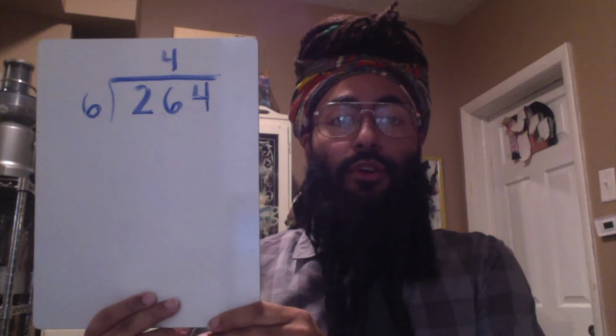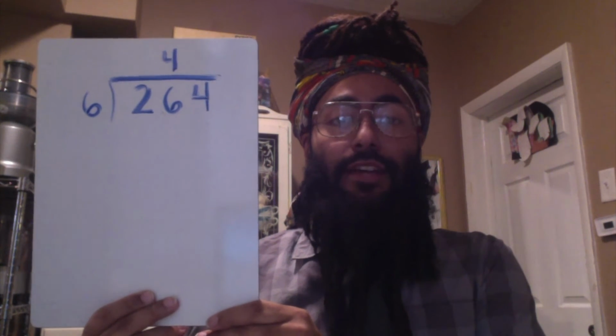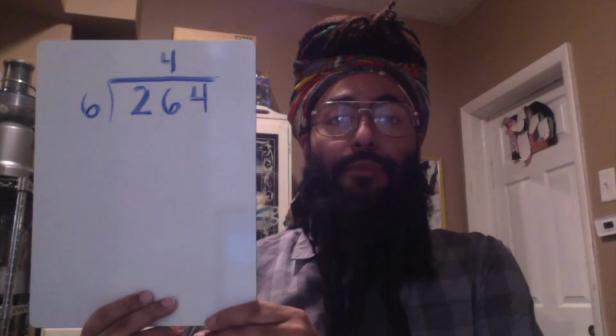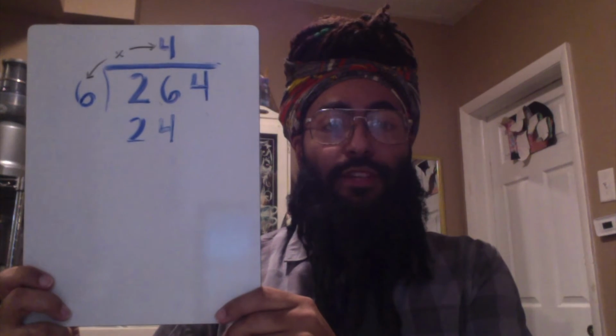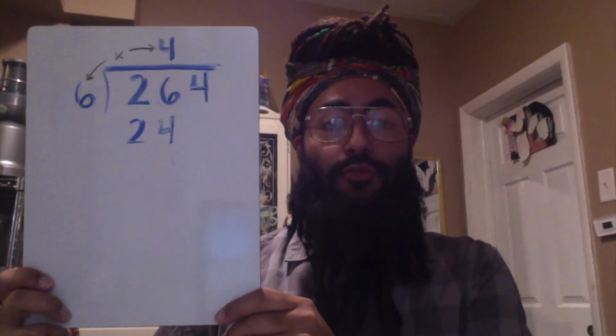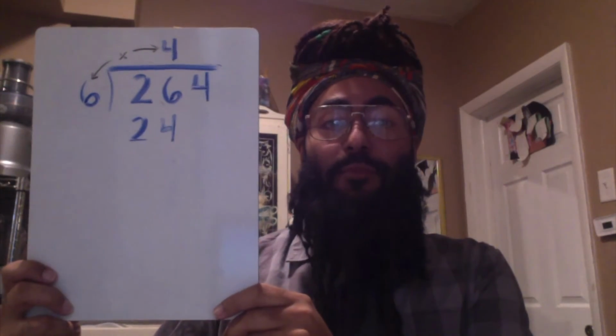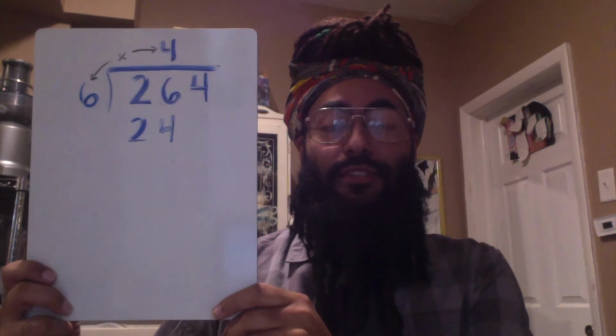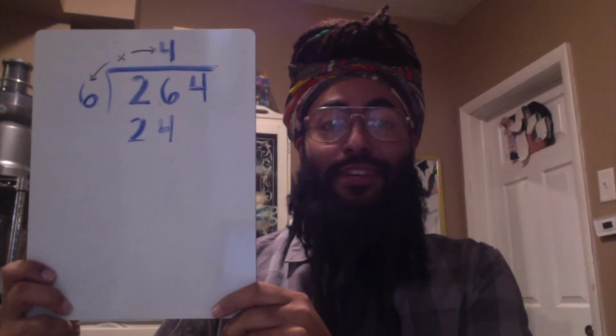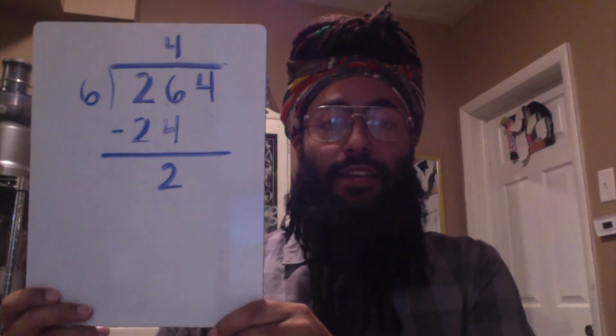Notice I wrote my 4 right above this 6. I know that the next member of the division family is the mom or the mother, and the M in mom or mother stands for multiply. So my next step is to multiply. 6 times 4 is 24. Notice I wrote the 24 directly below the 26. The next member of the division family is the sister. That lets me know that the next thing I need to do is subtract, because the S in sister stands for subtract. 26 take away 24 equals 2.